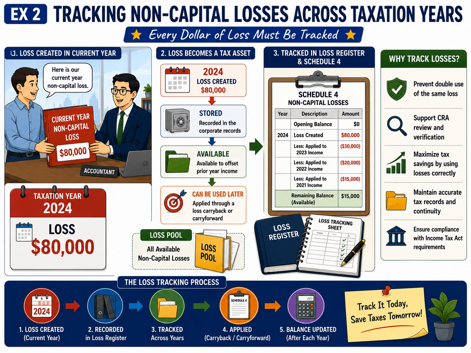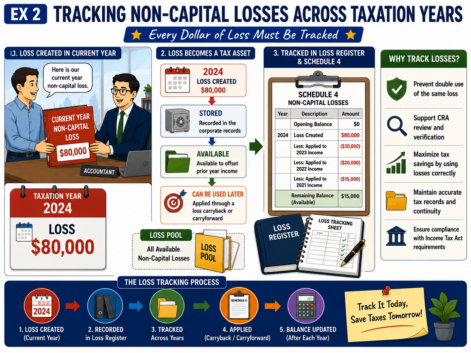Accurate tracking is essential for several reasons. First, it prevents the same loss from being claimed more than once. Second, it provides clear documentation if the Canada Revenue Agency reviews the return. Third, it helps maximize tax savings by ensuring that every available dollar of loss is used correctly. Finally, it maintains continuity from one taxation year to the next, allowing future tax returns to build on accurate historical records. The overall process follows a logical sequence.